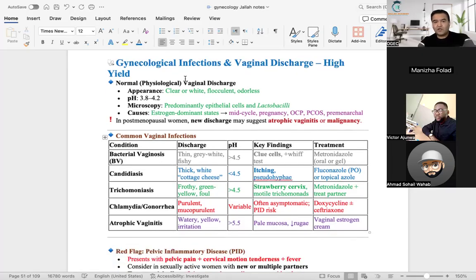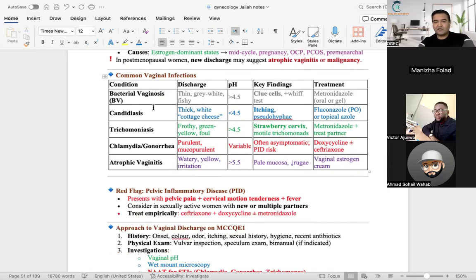So, normal physiological vaginal discharge. Appearance will be clear, whitish, and odorless. Microscopically, predominantly epithelial cells and lactobacilli. Causes are the estrogen dominant state: mid-cycle, pregnancy, OCP, polycystic ovarian syndrome, premenarchal. In a postmenopausal woman, if you have a patient who suddenly presents with a new discharge, it may suggest atrophic vaginitis or malignancy. Usually it will be due to lack of estrogen.